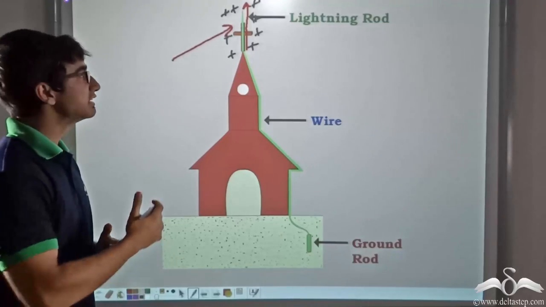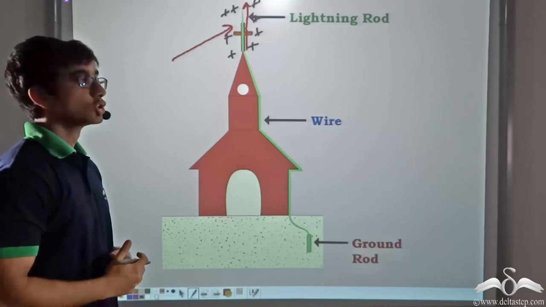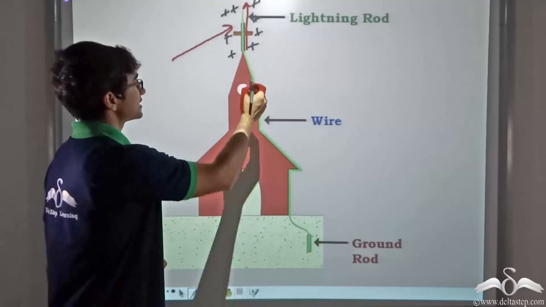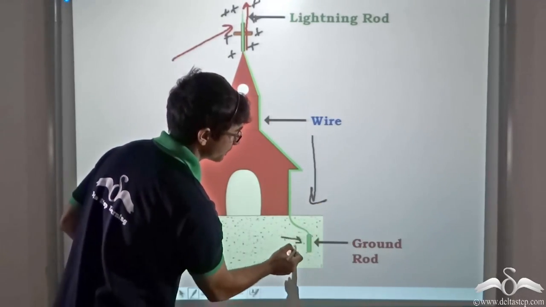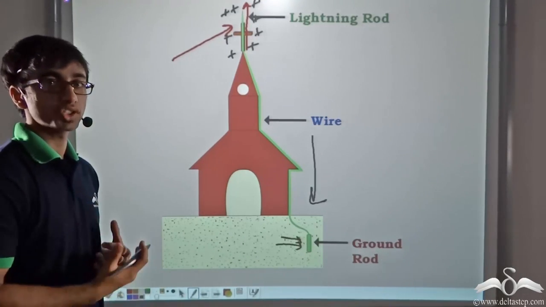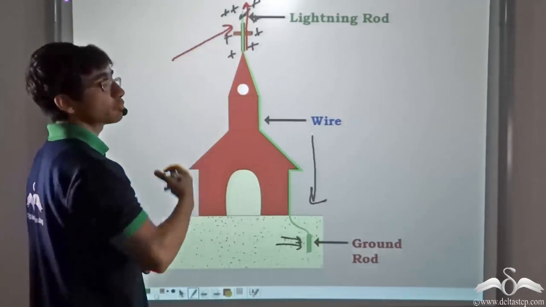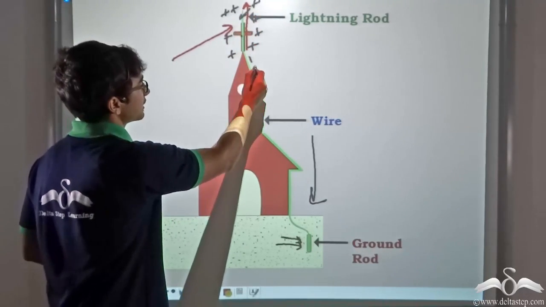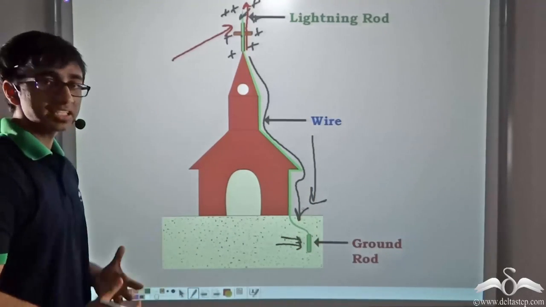Now, you will say that even earlier, there was a cross on the church on which positive charges were getting accumulated. So, what is the special thing about a lightning rod? Well, this lightning rod is connected by a wire, and this wire goes down into the ground, as you can see. And we have also studied that the earth is a huge sink for charges. So when lightning hits the lightning rod over here, because there is an accumulation of positive charges, the electrons hit the lightning rod and are conducted via this wire and go down into the ground. And thus, the building is protected.